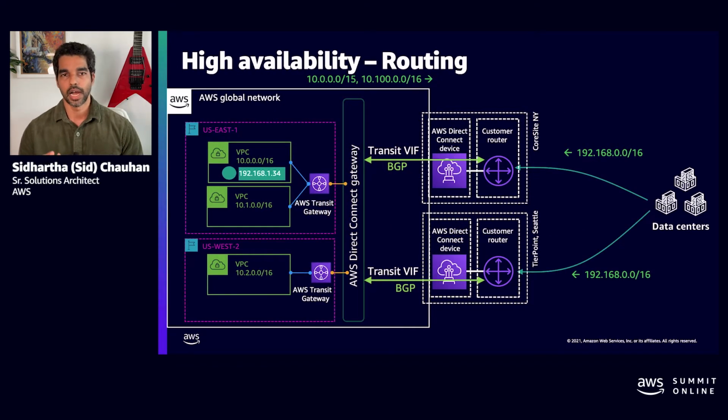Great. Now we know how to establish Direct Connect physical infrastructure, and we also know how to establish the logical connectivity to get access to your VPCs and transit gateways. Now let's focus a bit on routing and how it works.